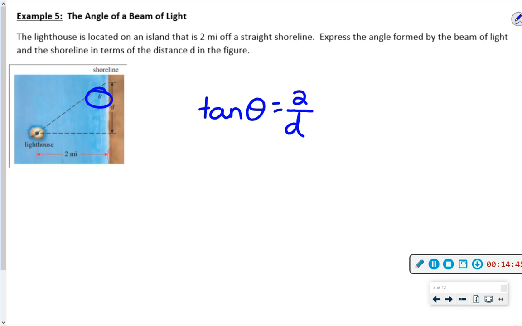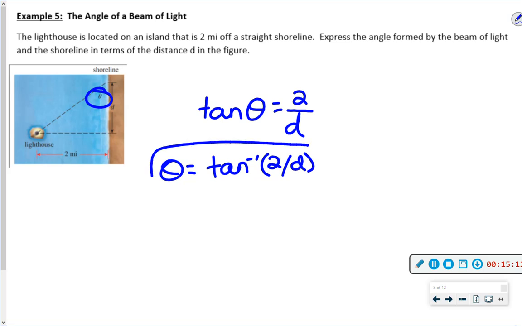Now, here's the thing. We have to read these directions again. Express the angle. So I want theta equals. How would you calculate theta? If you did have a number, let's say you knew D was, I don't know, 12, you would hit what on your calculator? Tangent inverse. So you would do tan inverse of 2 over D, if we actually knew what D was. They just want you to give an expression for theta. I can't actually solve for it because I don't know what D is. Just for the record. Love it.